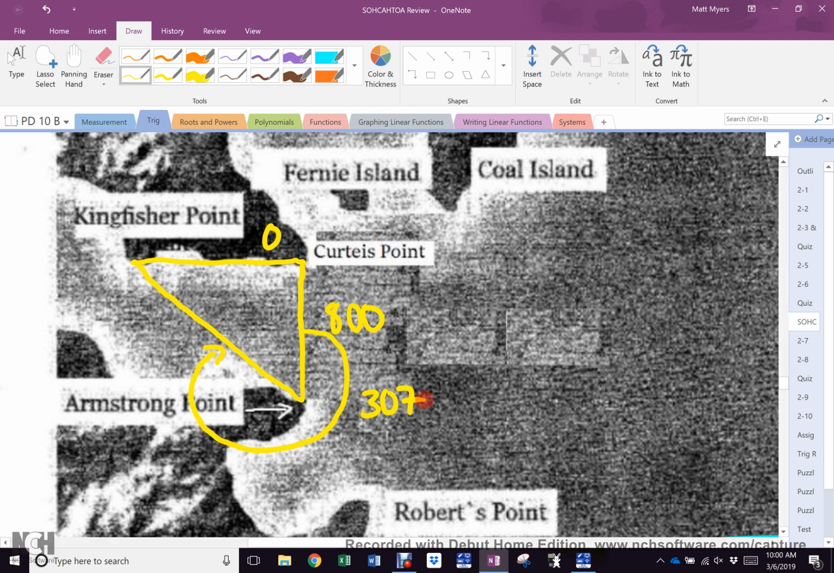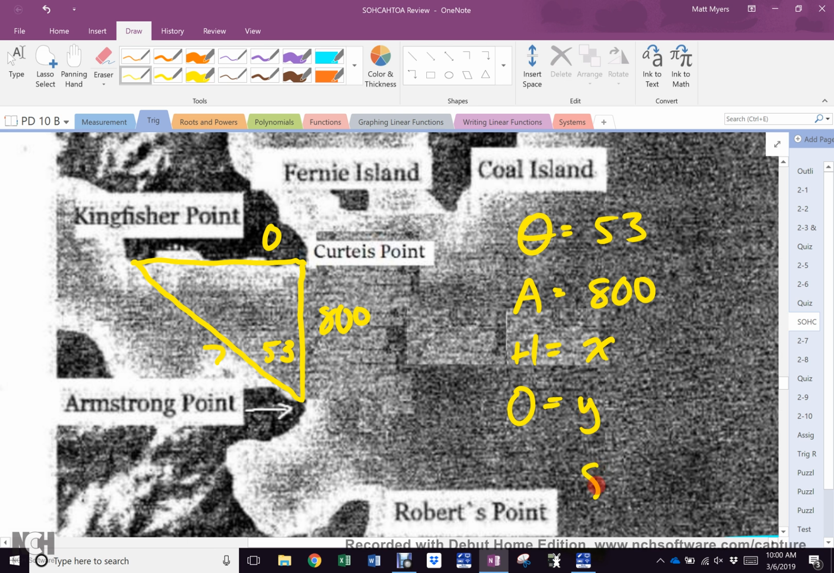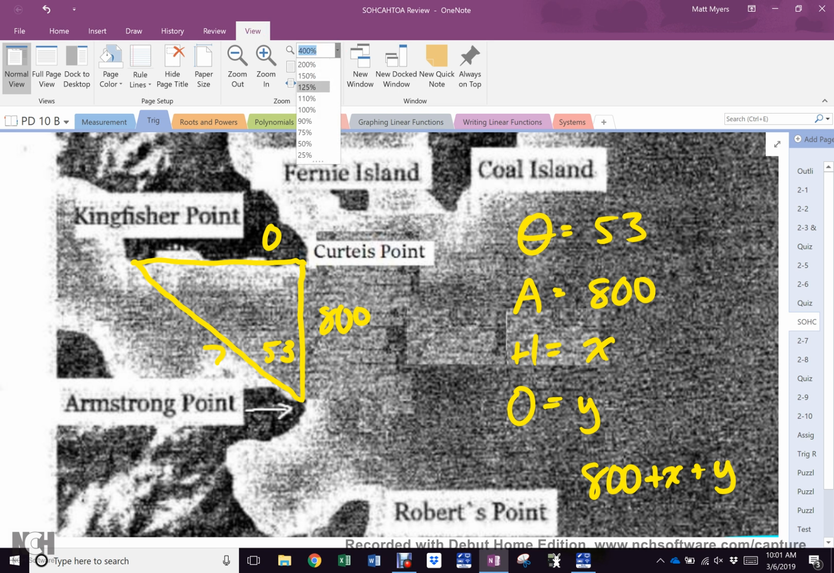This is 307. If I were to go all the way around, I would be facing back where I started from. I played enough Shaun White snowboarding 1080 to know that that is 360 degrees. I went 307. So what is left? 53. Now I have a theta of 53, an adjacent of 800. I need a hypotenuse, which I will call x, and I need an opposite, which I will call y. And of course, my final answer is 800 plus x plus y. Right? Now I will unzoom to do the work.